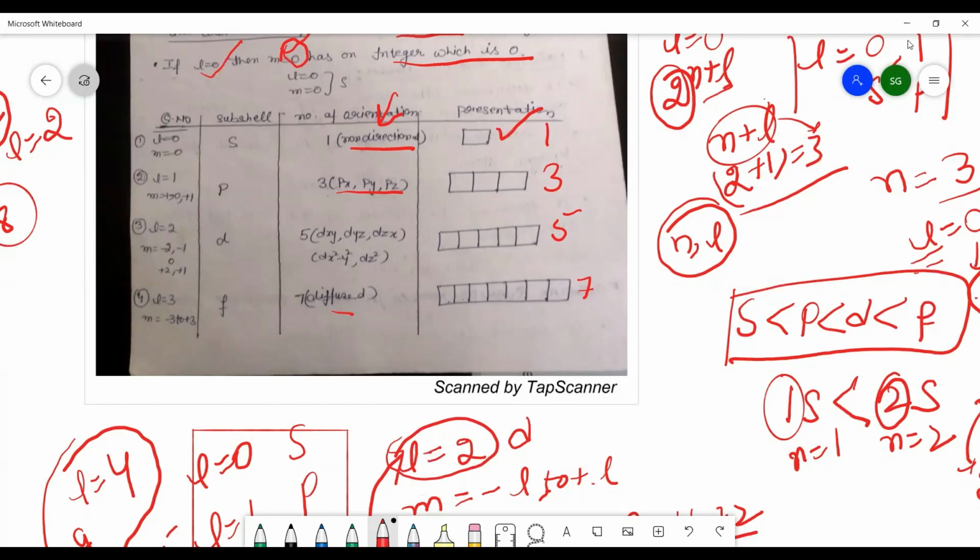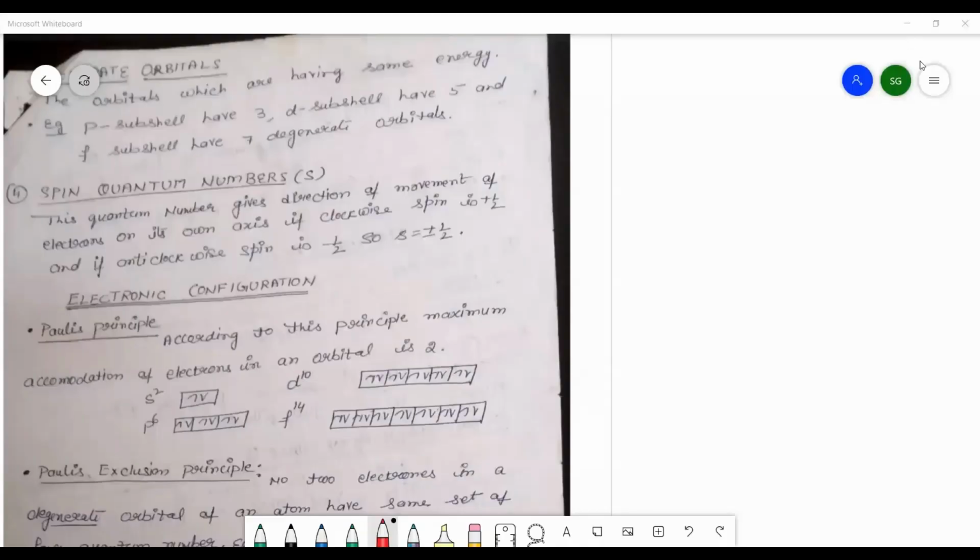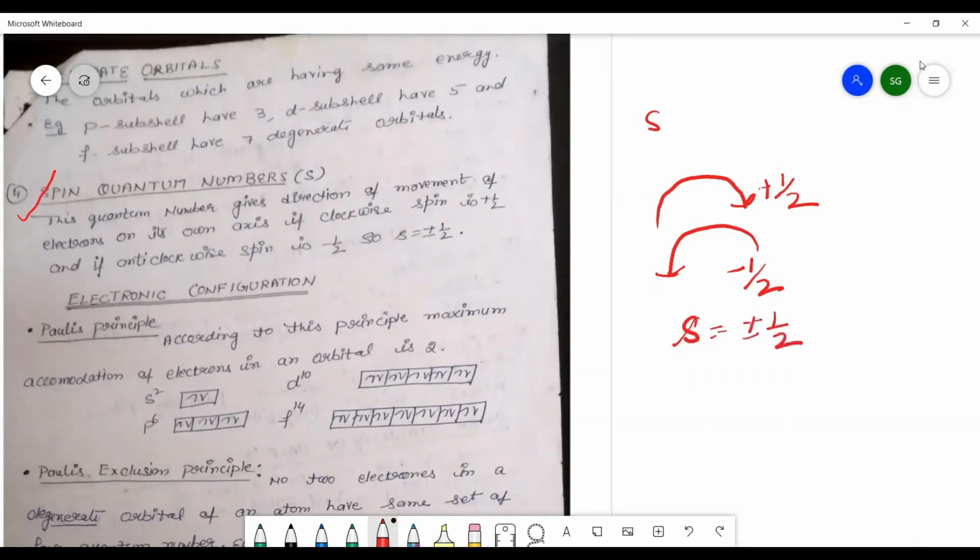Now last quantum number is spin quantum number. Spin quantum number is very simple and it is denoted by the symbol S. Now, it is the quantum number that gives the direction of the movement of the electrons on its own axis. Means the electron can move in the clockwise direction, or the electron can move in the anti-clockwise direction. If it moves in the clockwise direction, the spin comes out to be plus half, and if it moves in the anti-clockwise, the spin comes out to be minus half. So we can say the spin quantum number is independent and it has the value plus minus half.